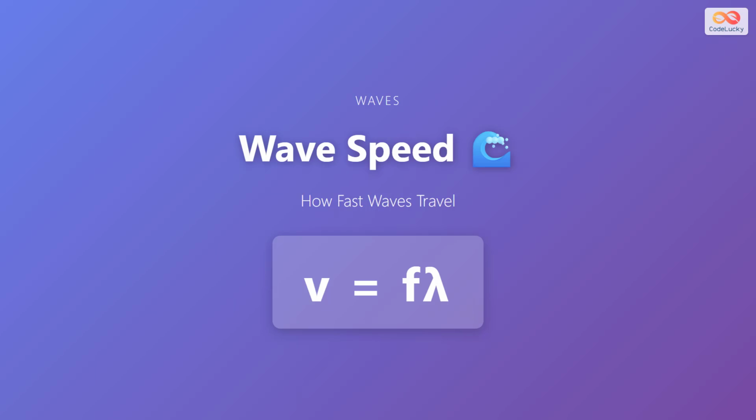Welcome to this lesson on wave speed. Today we're going to explore one of the most important relationships in wave physics, the equation V equals F lambda. This equation connects three key properties of waves: their speed, frequency, and wavelength. By the end of this lesson, you'll understand how these three quantities work together to describe how fast waves travel through space.